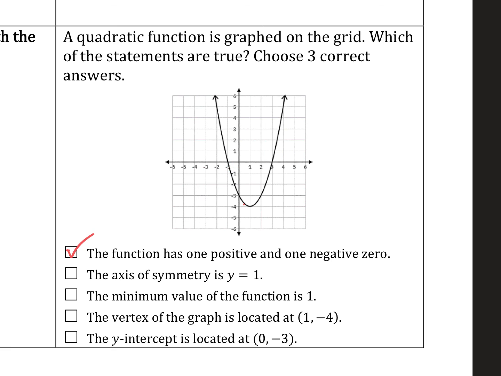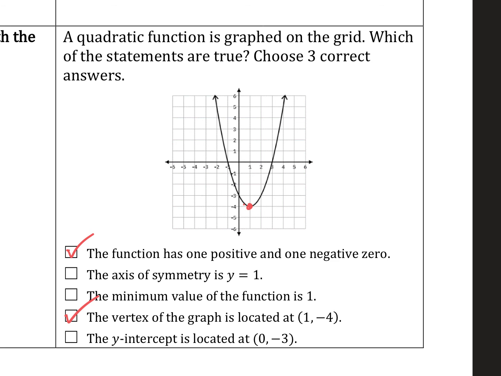That means the lowest point will be at 1. But where's the lowest point actually going down to? At -4. All right, so that was not true. The vertex of the graph is located at (1, -4). I go over to 1, down to -4. That is my vertex. So that one is true.